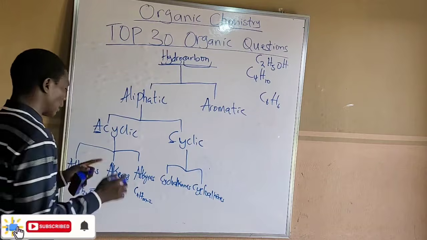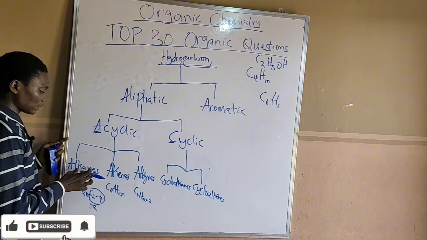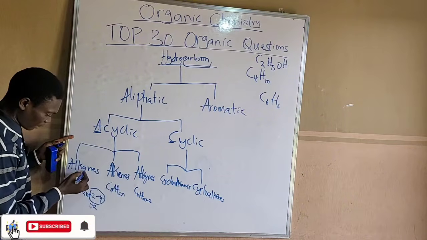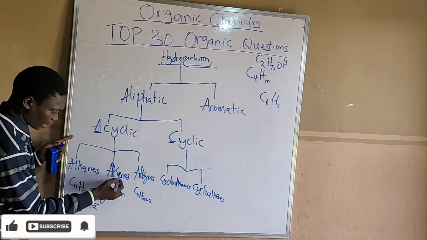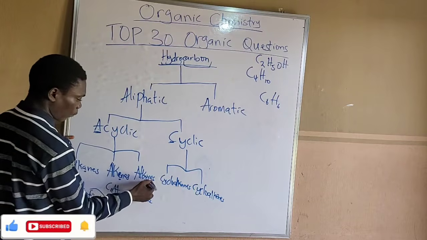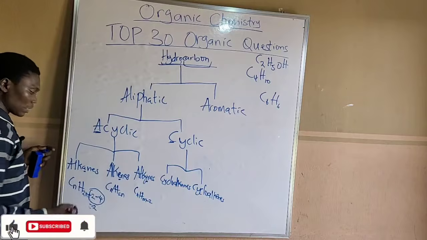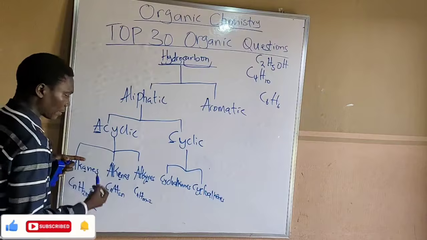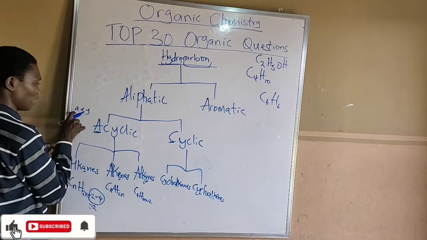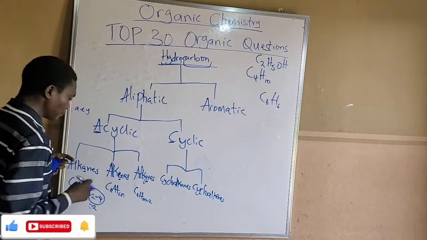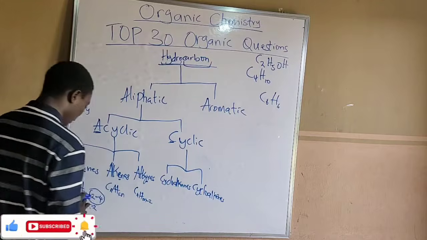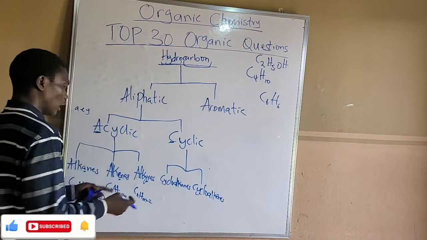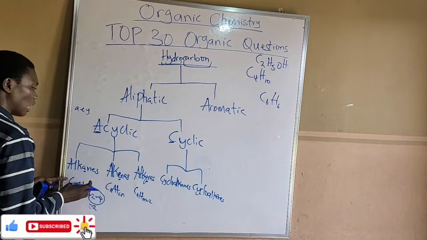And how will you know the one that comes first? If you look at the difference between alkanes, alkenes, alkynes, after the K we have A for alkane, after the K we have E for alkenes, and after the K we have Y for alkynes. You understand? That is the only difference. So A comes first, followed by E, followed by Y. Now you have gotten the formula of alkanes, alkenes, alkynes.